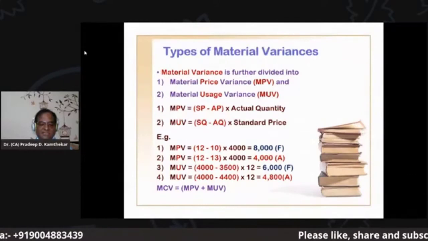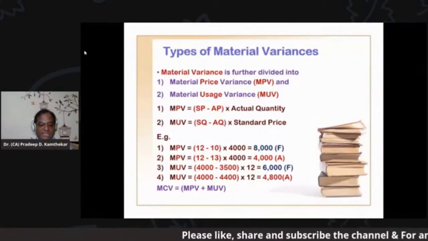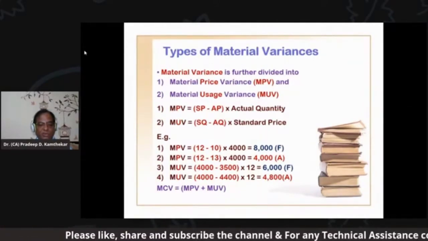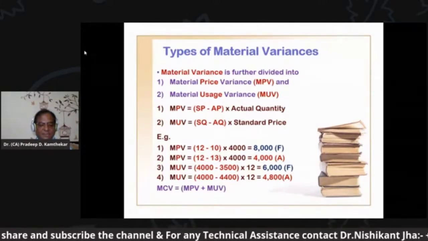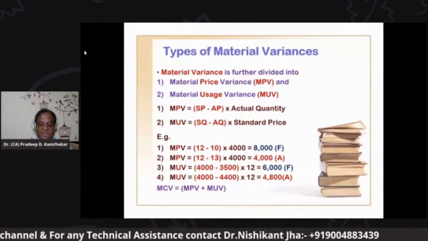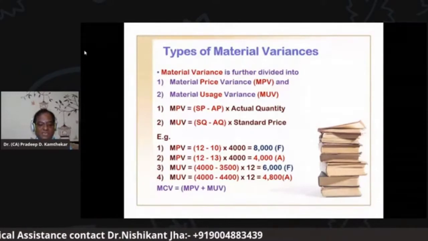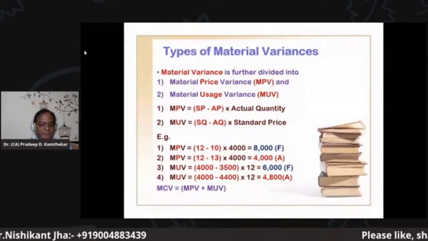And we have to always understand that material cost variance, MCV, is always equal to material price variance, that is MPV, plus material usage variance, that is MUV. This always has to tally.